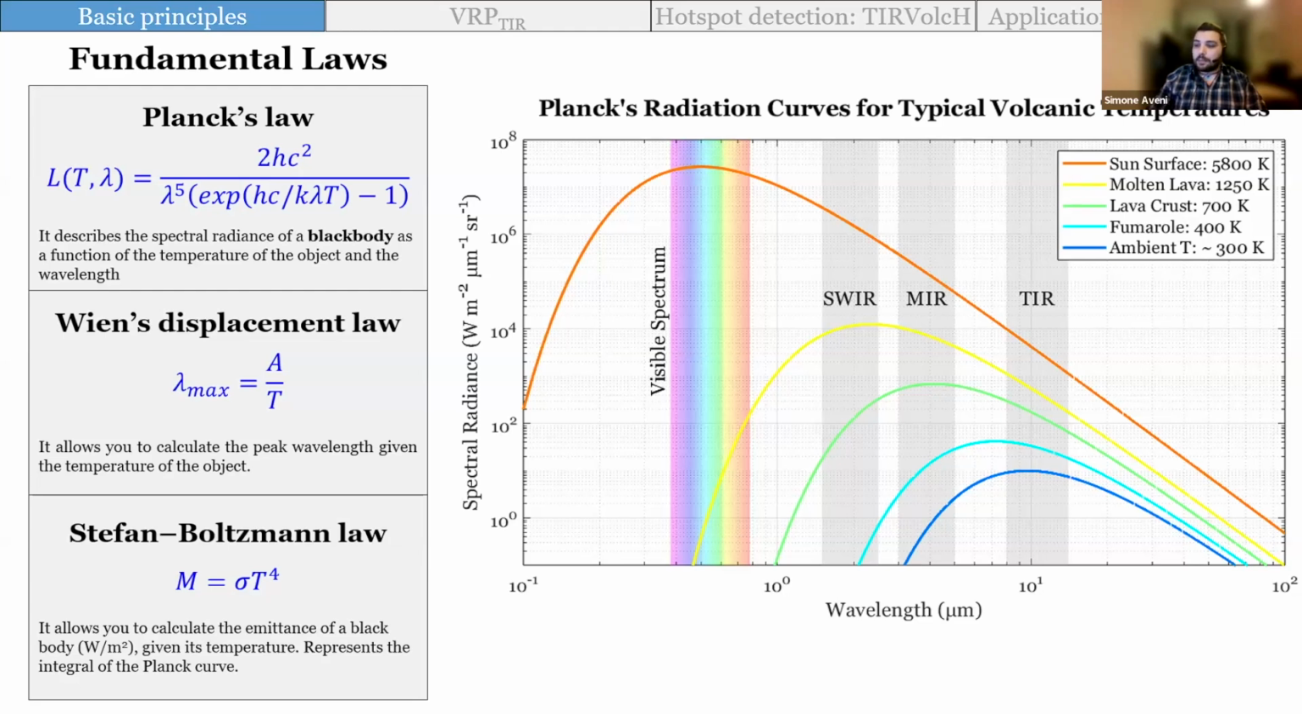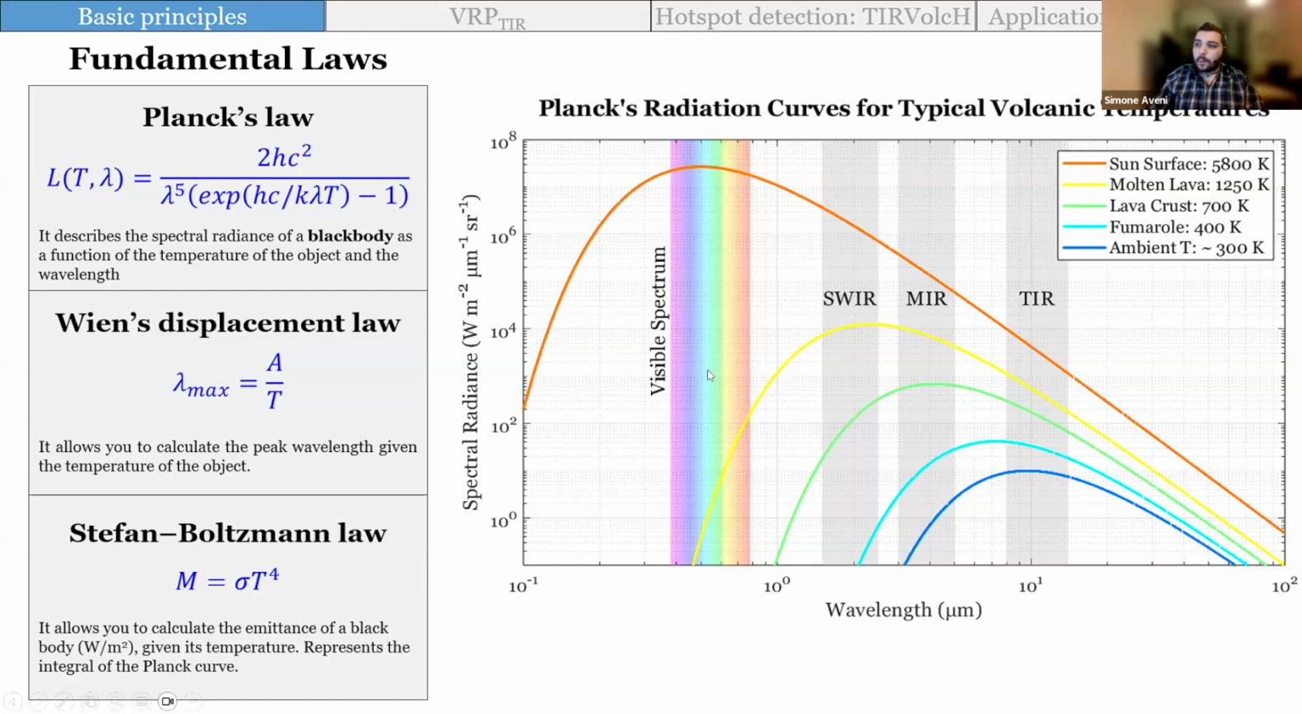And you can see a number of curves for different temperatures, starting from the sun's surface, 5,800 Kelvin, down to molten lava, and then to ambient temperature. Here you can also see the visible spectrum, which is somewhere between 0.4 and 0.7, 0.8 microns.